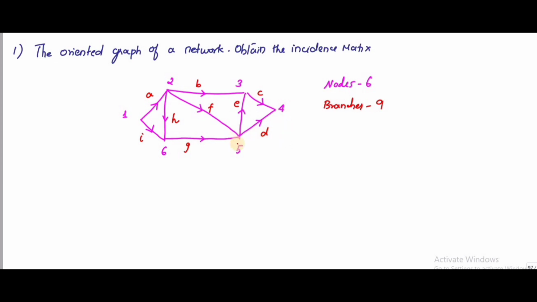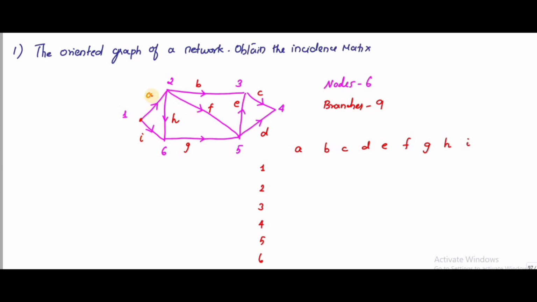They are asked to obtain the incidence matrix, right? So the incidence matrix is branch versus node. First you have to write the branches: A, B, C, D, E, F, G, H, I. And you have to write the nodes here: 1, 2, 3, 4, 5, and 6 nodes. So this is nodes, and this is branches.